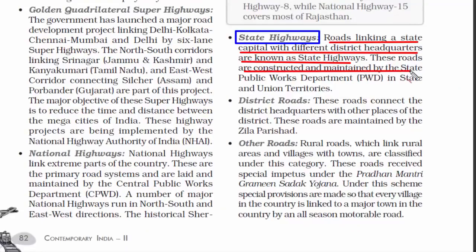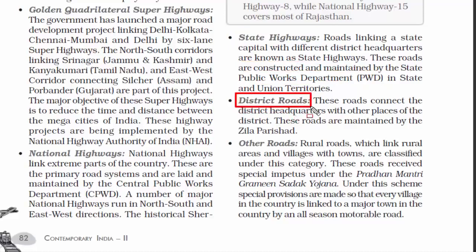Now these roads are constructed and maintained by the State Public Works Department. Just like how the National Highway is maintained by the Central Public Works Department, in this case it's the State Public Works Departments. And the fourth one is district roads. These roads connect the district headquarters with other places of the district. In simple terms, the road you and I drive on every single day. Now I'm not talking about the road right in front of your gate or your house. I'm talking about the main road on which all kinds of vehicles, small and huge, go. Those are called district roads.